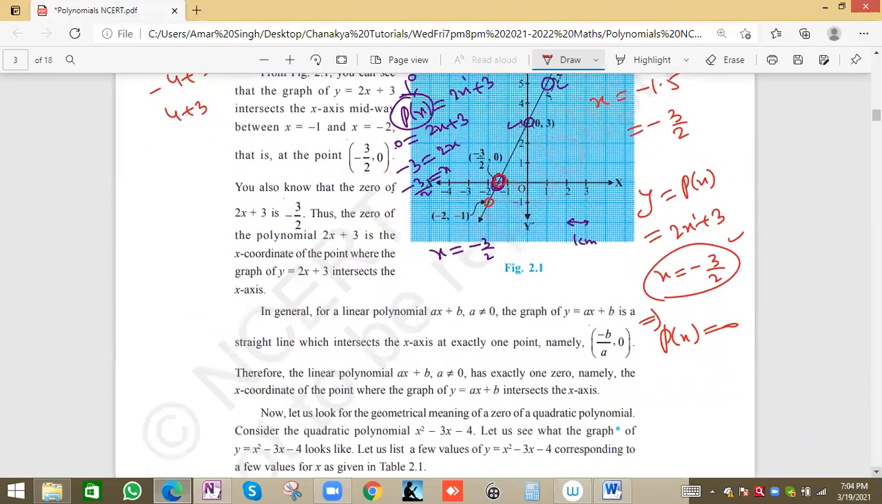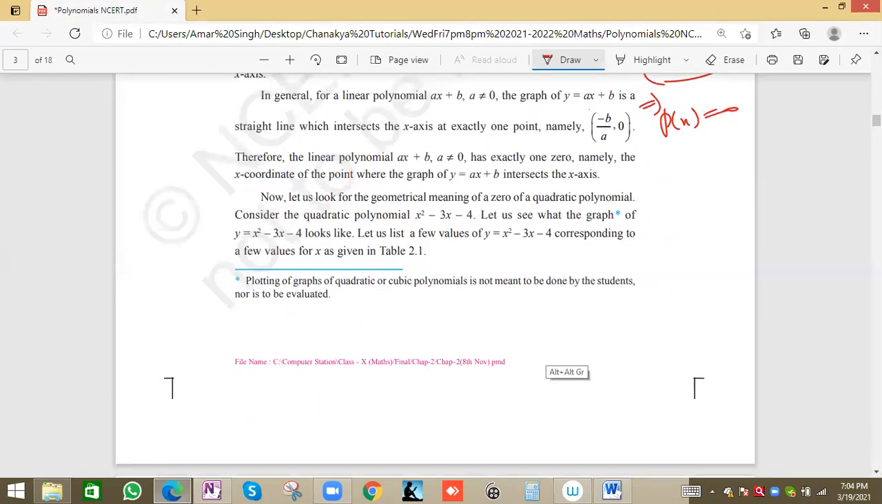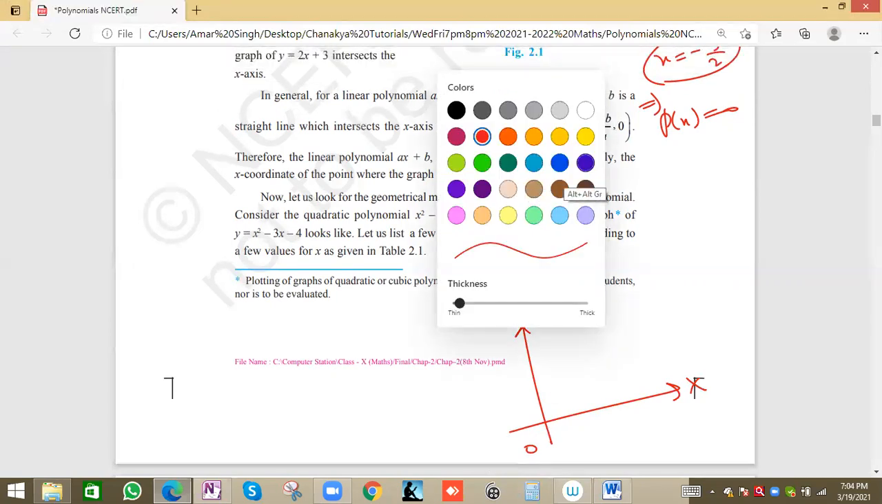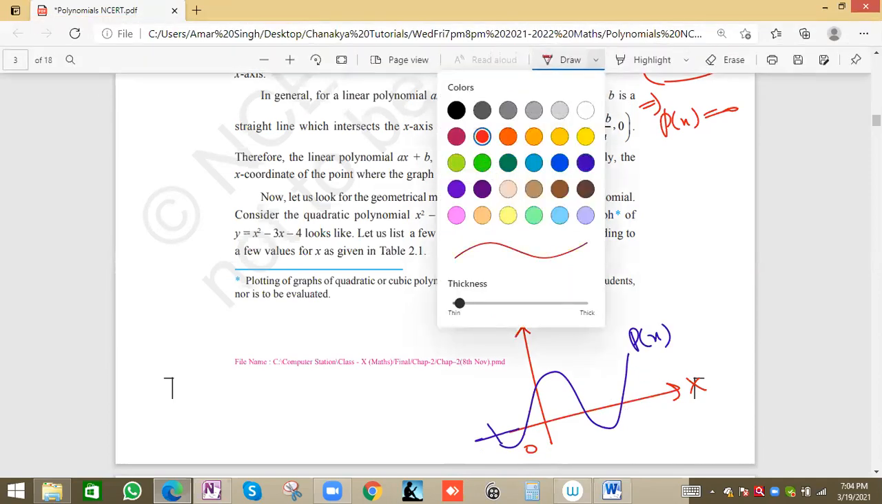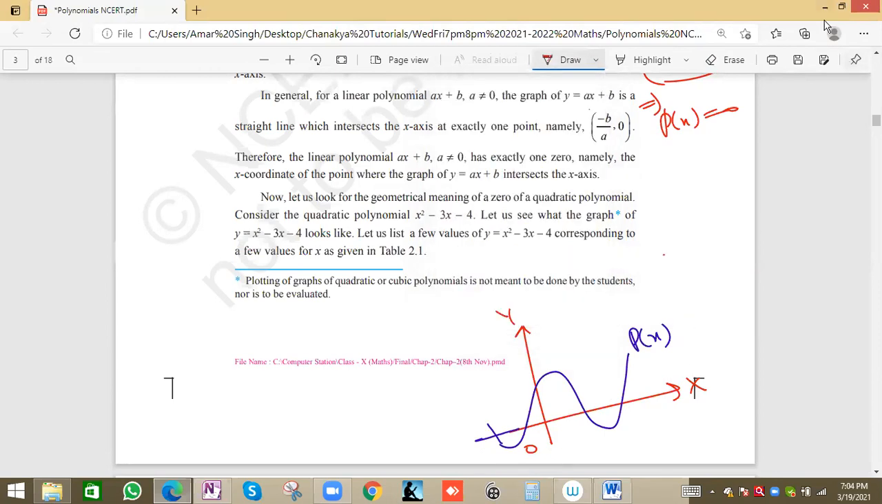Right. Next one, suppose we have a curve like this one. Based on the nature of the curve, we can see at which positions it is cutting. Suppose we have one curve like this. So what will be the number of zeros? This is the curve for p(x). 2. Okay, either of the answers, or is everyone getting 2 only? 4. Someone is saying 4.